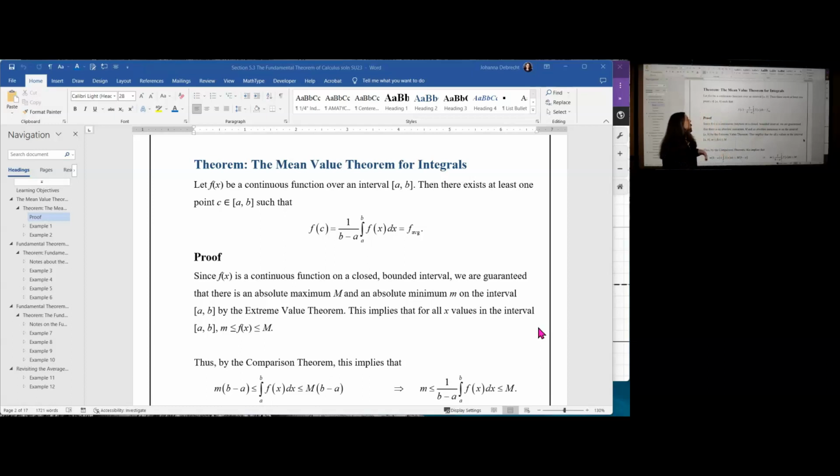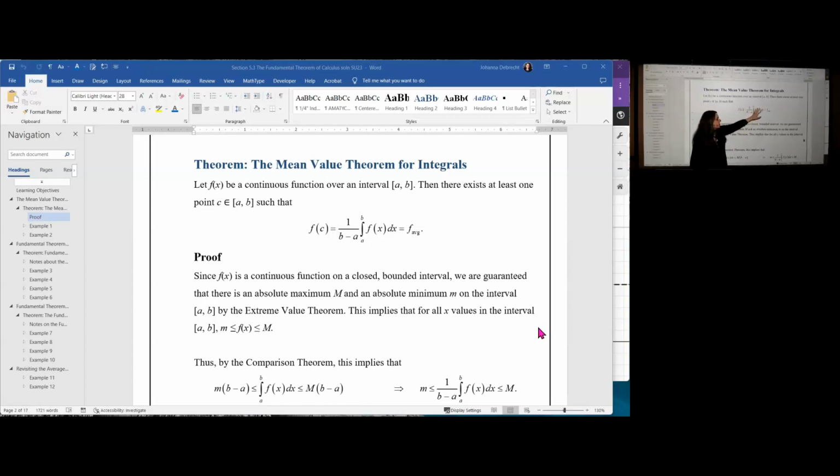Then there has to be at least one point c, but this time in the closed interval, not the open, as in the regular mean value theorem. And somewhere in that closed interval, the value at c is the average value of the function.